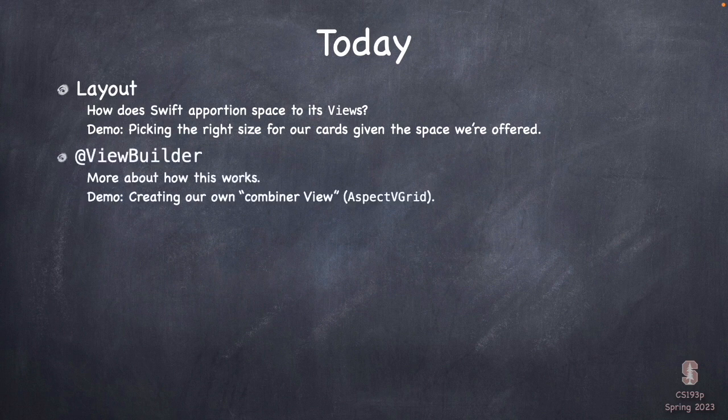Similarly, view builder, right? We've had this cool little view builder thing. We know that it's just a function that returns some kind of view, but we also know it's kind of cool in that it's a list of views and it's got if-thens in there and local variables. So how does view builder work? Now, I'm not going to talk about really how view builder is implemented, but I'm going to talk about how you use it and how it works.